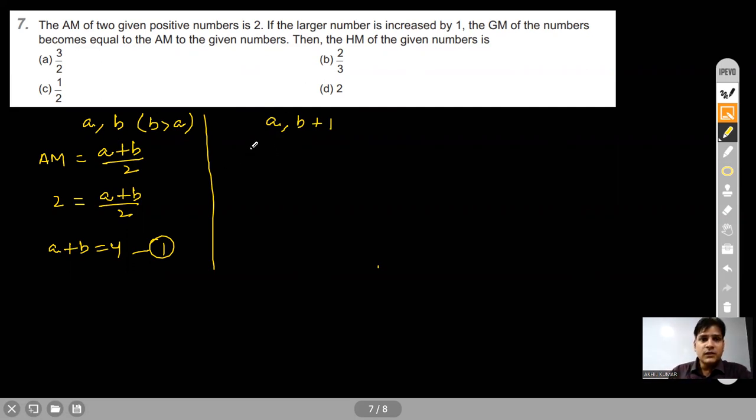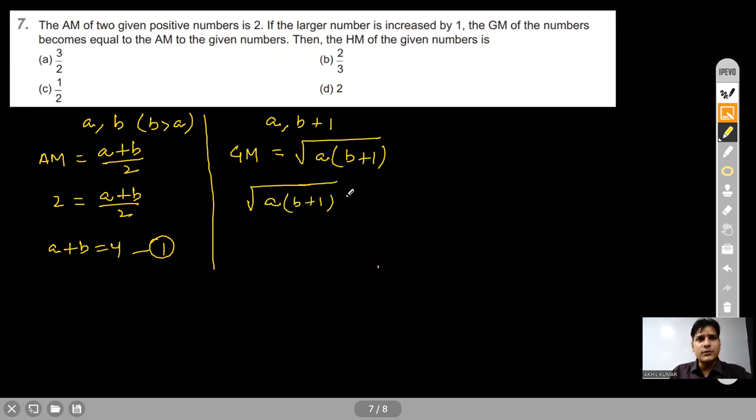So what will be the GM of these two numbers? GM will be under root A into B plus 1. So the GM of the numbers becomes equal to the arithmetic mean. So as per the question, this under root A into B plus 1 becomes equal to the arithmetic mean. So what was the arithmetic mean? Arithmetic mean was 2. So it becomes equal to 2.